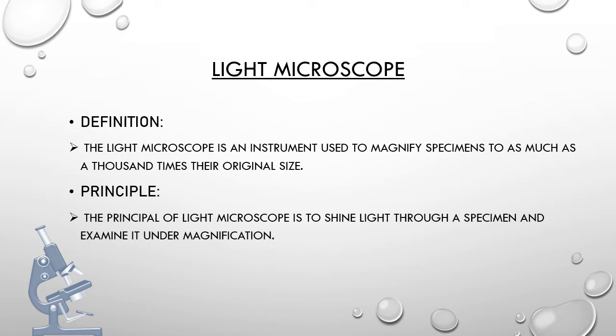Now, what is a light microscope? A light microscope is an instrument used to magnify specimens to as much as 1,000 times their original size. What is the principle of the light microscope? The principle of the light microscope is to shine light through a specimen and examine it under high magnification.